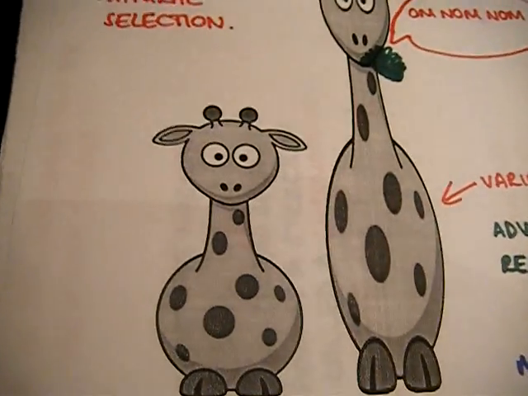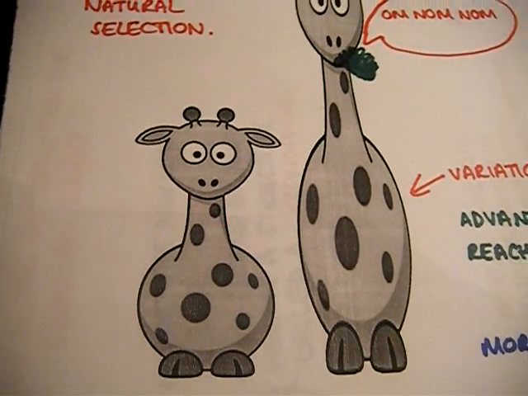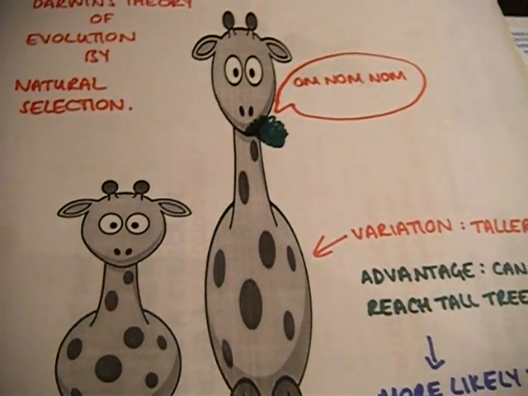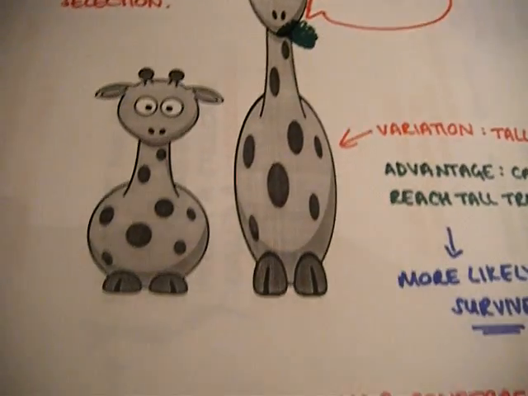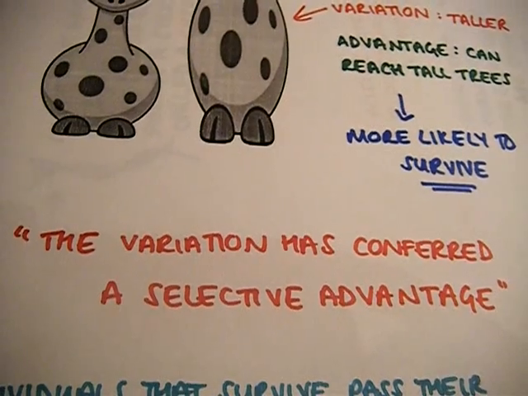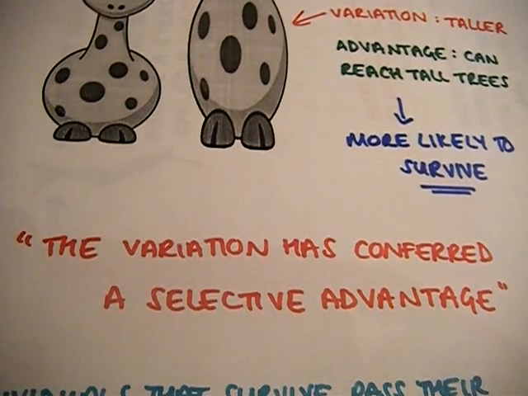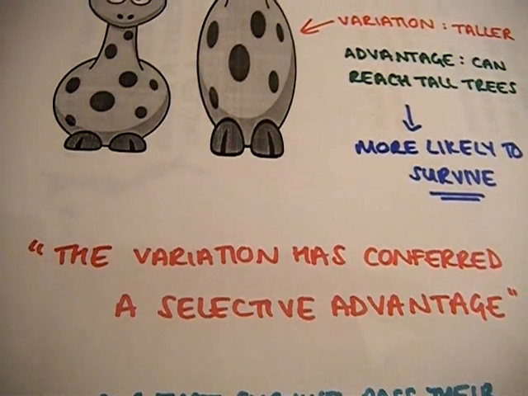Because when these guys have eaten all the small trees and their food's running out, this animal can still reach taller trees, so he's more likely to survive. So what we say is that the variation has conferred a selective advantage. So him being taller means that he's got an advantage over the others. He's more likely to survive.